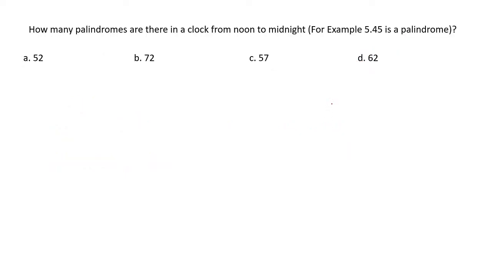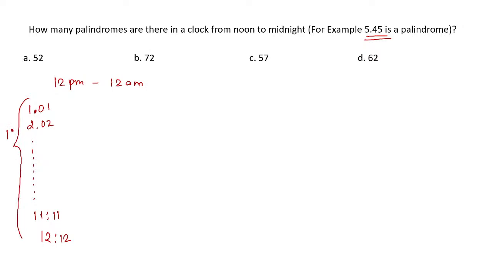Yes, next question. How many palindromes are there in the clock from noon to midnight? Noon is 12 p.m. Midnight is 12 a.m. So from this time to this time, how many palindromes are there? And they have given an example also, 5:45. Okay, actually it's like 1:01 will be a palindrome, correct? 2:02, 3:03, 4:04, 5:05, 6:06, 7:07, 8:08, 9:09, 10:10, 11:11, 12:12. Okay, all together now we have 12 different options.